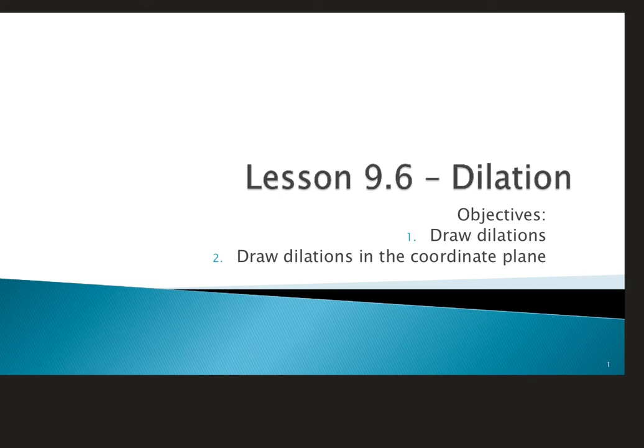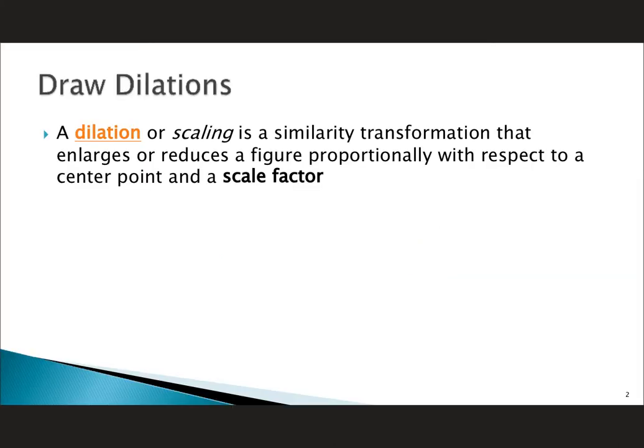Welcome back, guys. Today we're going to talk about the fourth and final mode of transformations, dilations. Okay, let's get started. Now, dilations or scaling is a similarity transformation, as you can see right there. The last three transformations we've gone over, reflections, translations, and rotations, have all been congruence transformations, meaning they preserved isometry. Dilation, however, is a similarity transformation.